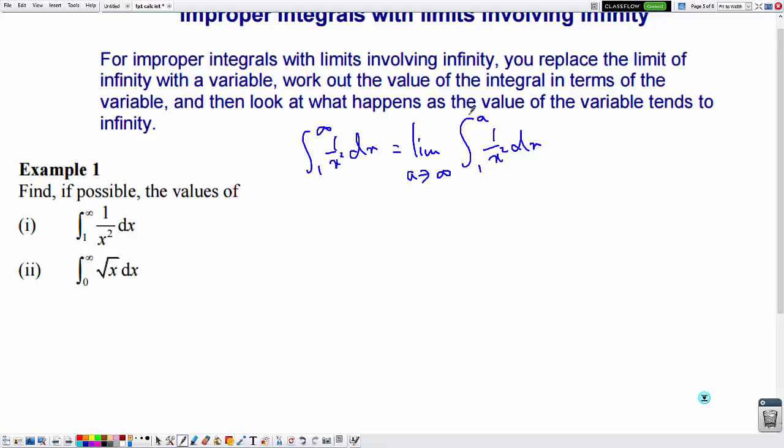Now this isn't a problem now. This thing I can actually work out. It's a definite integral. A is just some number. All you need to do now, so the rest of the process, is work out this definite integral and then find what that tends to as a tends to infinity. Okay, so we're going to do that now.